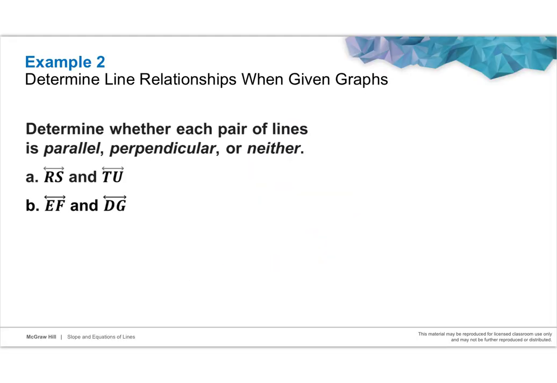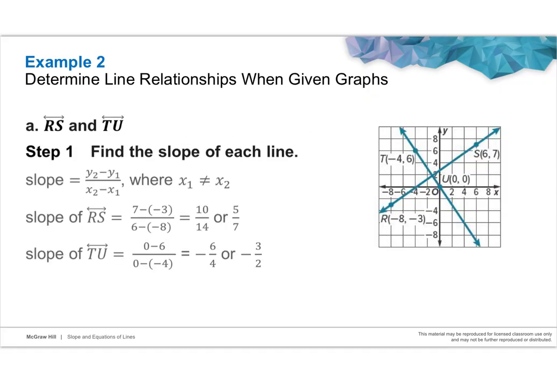In example 2, we have a different starting point. We're still comparing slopes of two lines at a time and determining whether they are parallel, perpendicular, or neither. But this time our starting point is not a list of points. It is instead a graph of two lines. So you can see though that we have 2 points on each line, so we can still calculate those slopes.